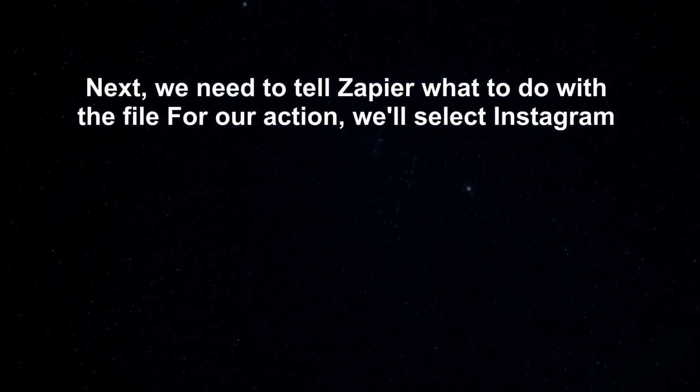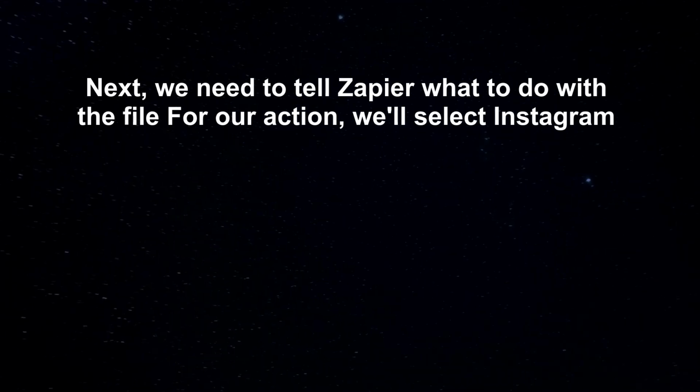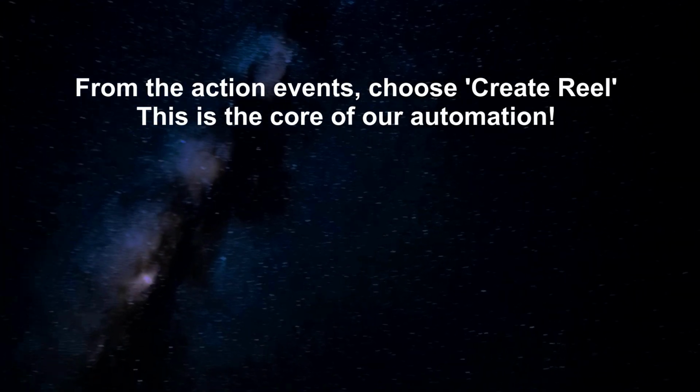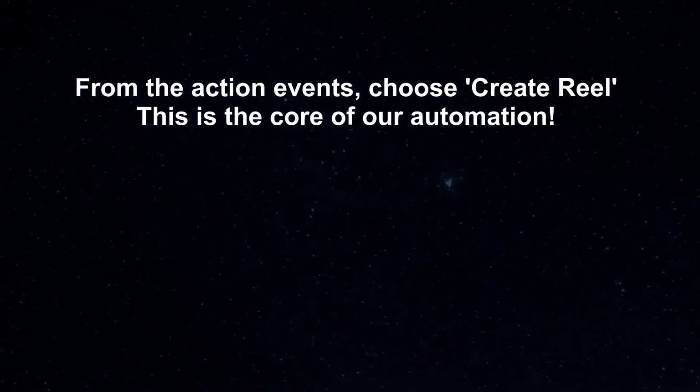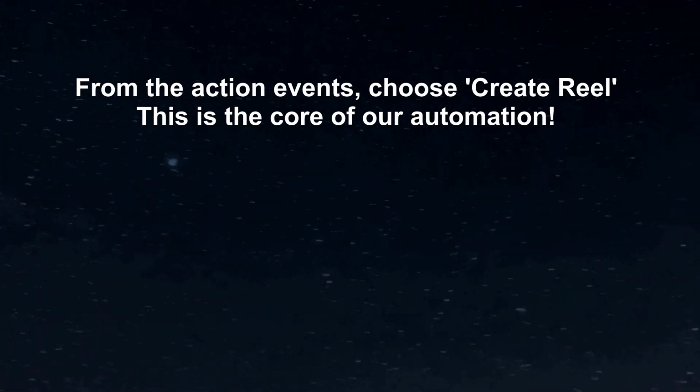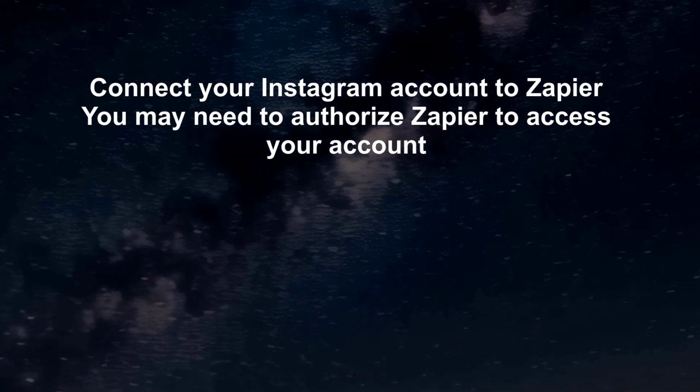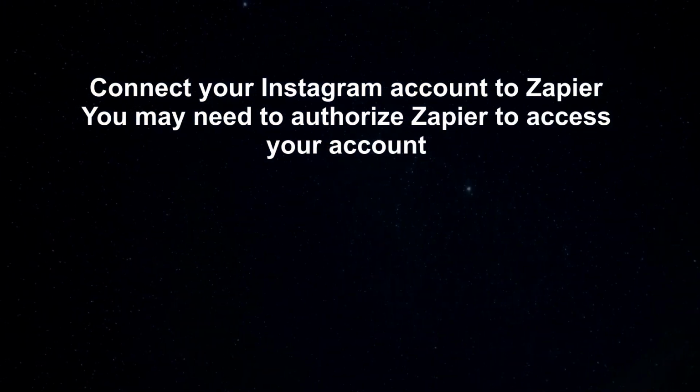Next, we need to tell Zapier what to do with the file. For our action, we'll select Instagram. From the action events, choose Create Reel. This is the core of our automation. Connect your Instagram account to Zapier. You may need to authorize Zapier to access your account.